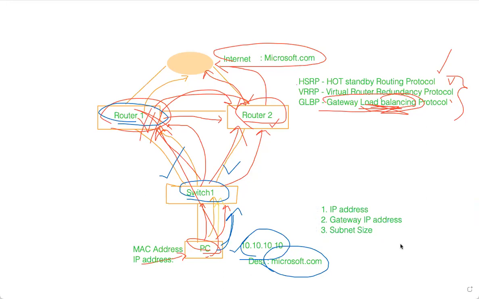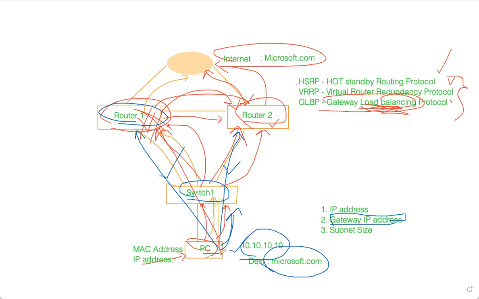So what are these 3 things? The IP address identifies the device in the network. We talked about this. The MAC address is the individual identity given by the vendor. The IP address is what we assign in the network to identify that device. And the gateway IP address tells the PC which layer 3 device to go to.